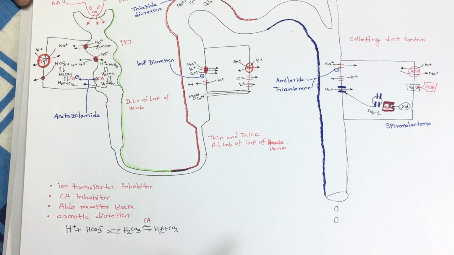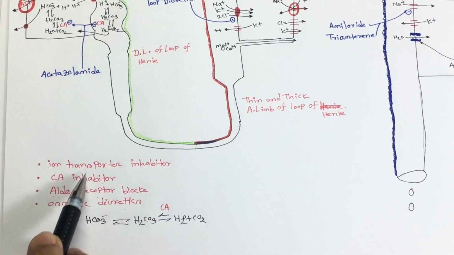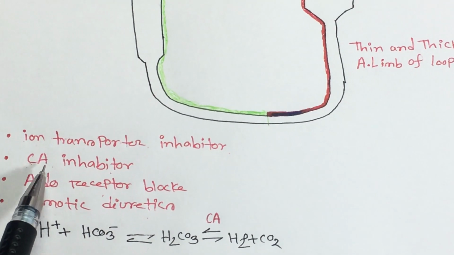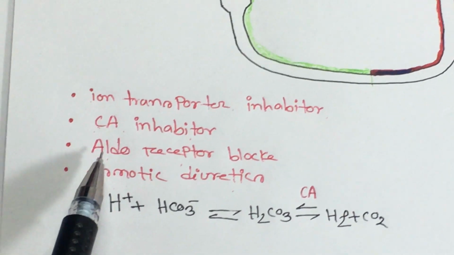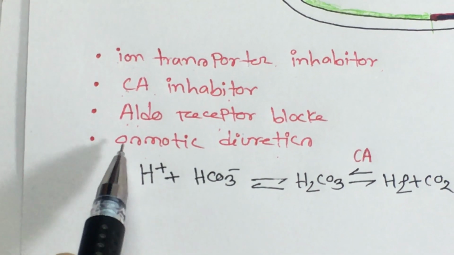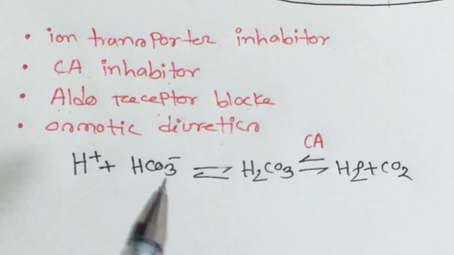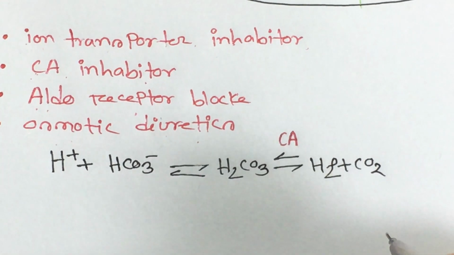So, if we inhibit the ion transporter, it will work as a diuretic. If we inhibit the carbonic anhydrase, it will work as a diuretic. If we block the aldosterone receptor, it will work as a diuretic. If we use the osmotic diuretics like mannitol and urea, it will also work as a diuretic, which will eventually increase the urine volume.